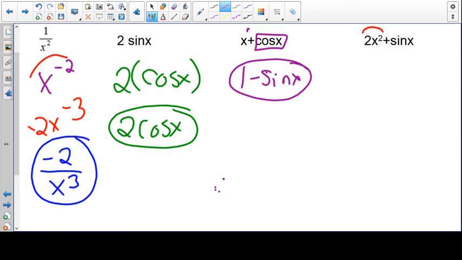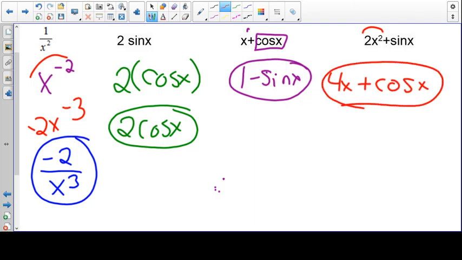This next example, 2 times 2 gives me 4. The derivative of sine is equal to cosine. So I have 4x plus cosine of x.